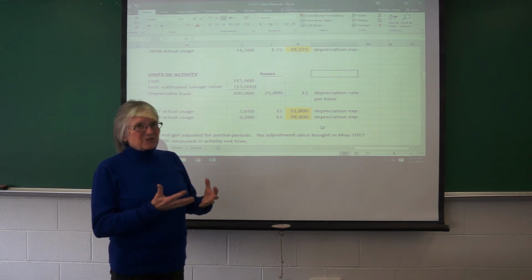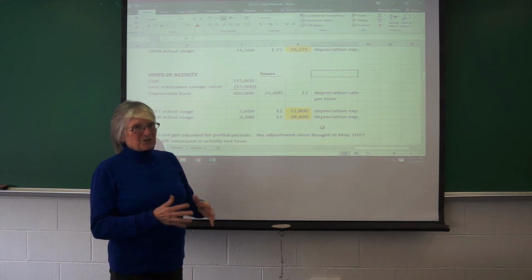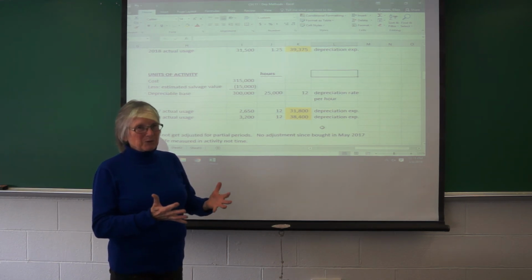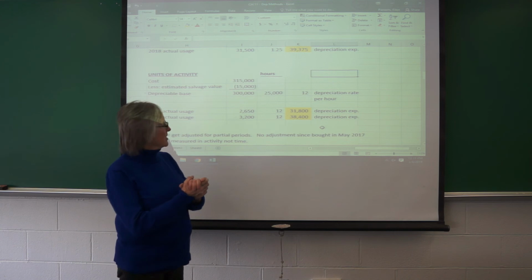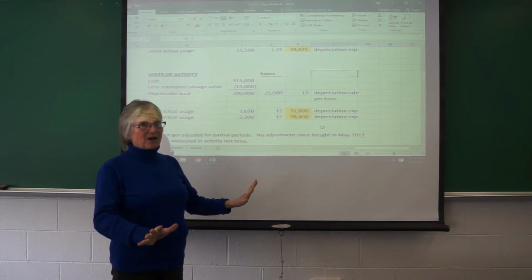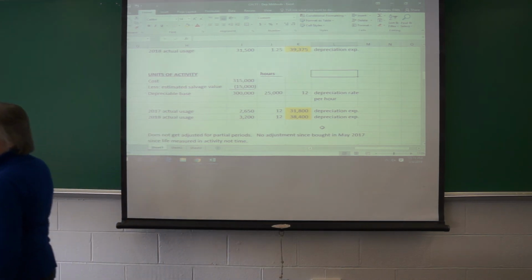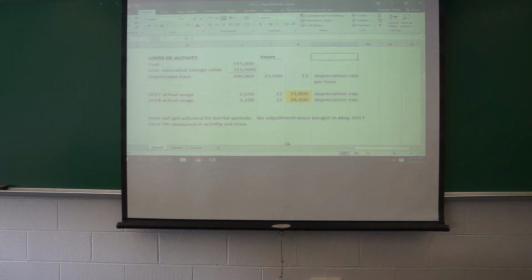There's no adjusting this for the dates that the machine was purchased. It's all about how many units were produced. So don't fall into the trap of saying, oh, it was bought in May, I'd better adjust it. Not with the units of activity. Okay, so that's your units of activity and your straight line.